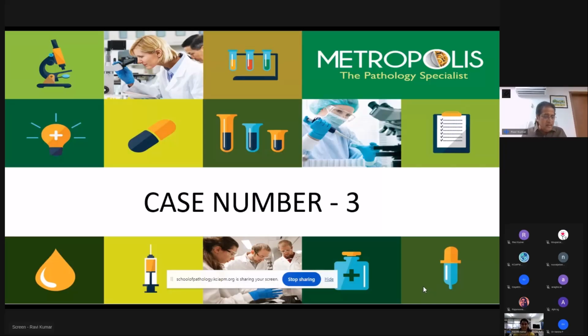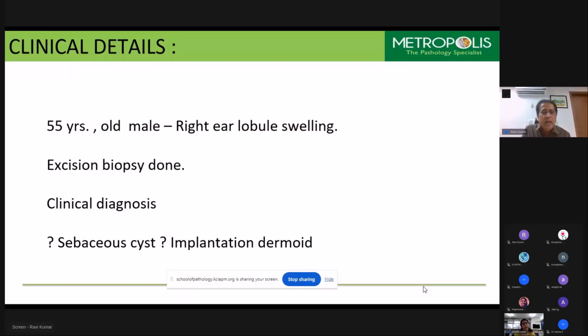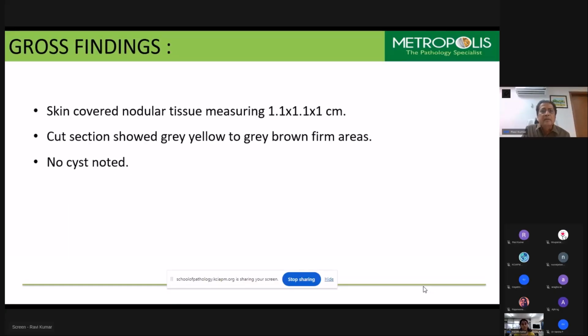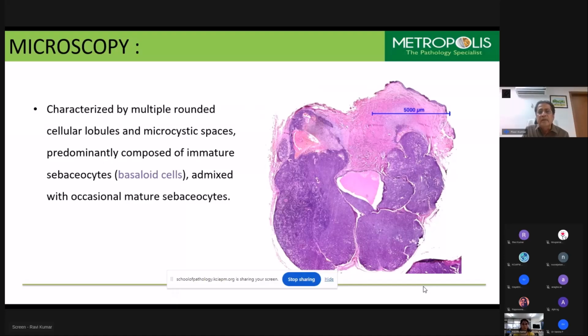And let us discuss something beyond what you discussed, right? I'll not go into the detail because all the details have been discussed. The only thing is that because the differential diagnosis is also implantation dermoid, the patient was asked to excise that particular tissue. So this is what the gross findings are. This is exactly what you discussed. I have put these basaloid cells in blue color. You can see these basaloid cells are blue because they take up a lot of hematoxylin.